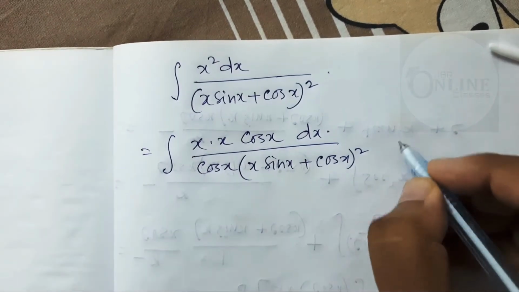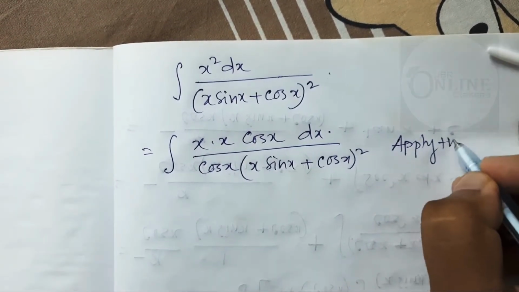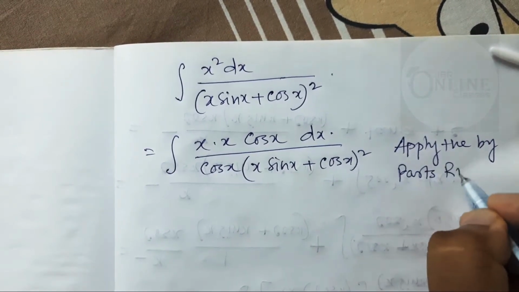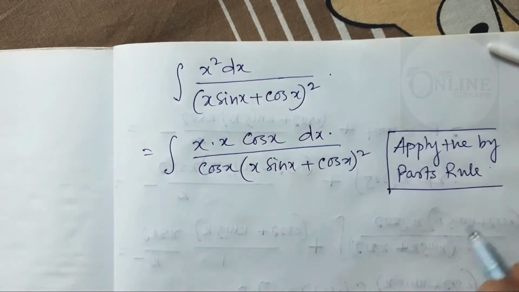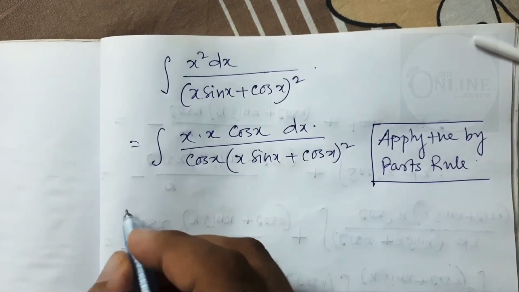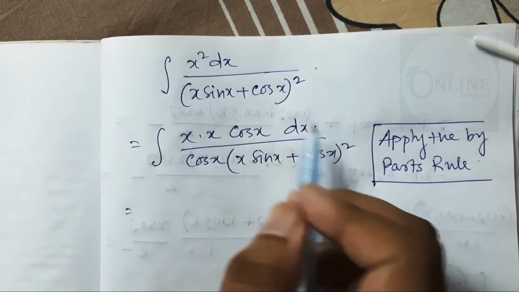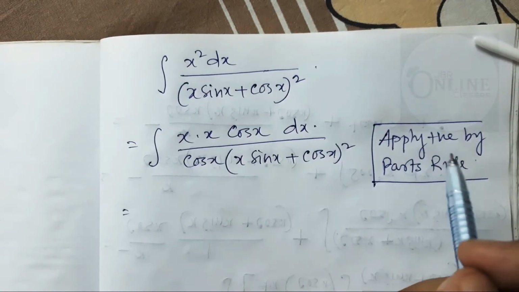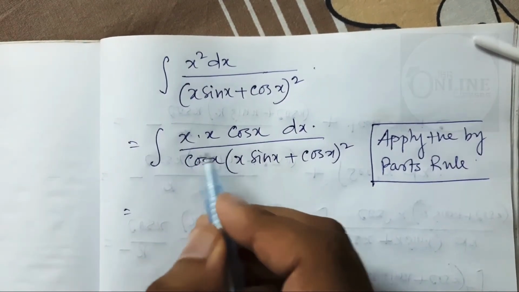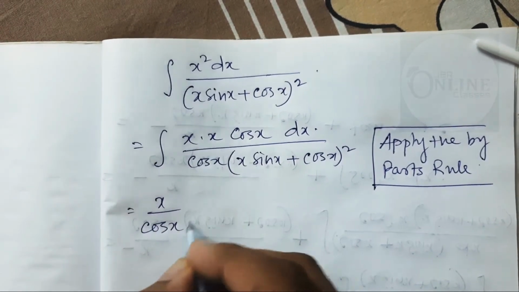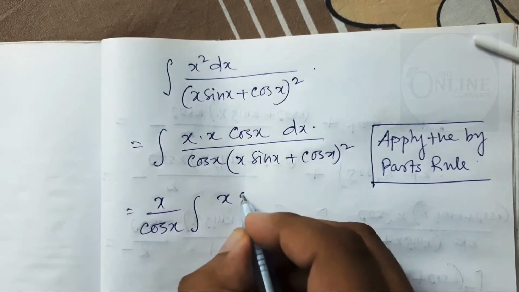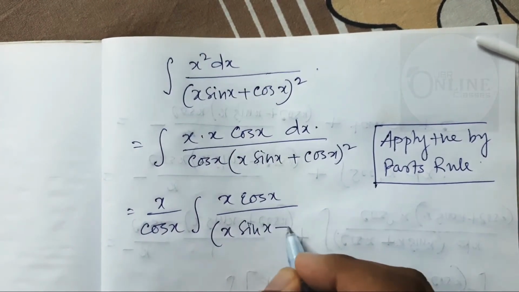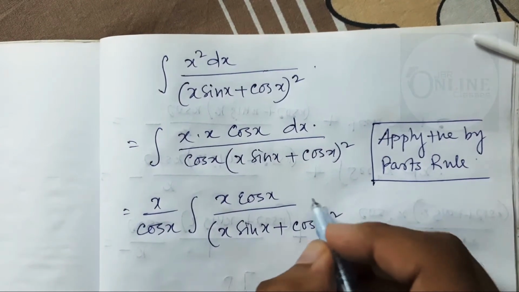Okay. Now just apply the by parts rule. So what is that rule? That rule is first function into integration of the second minus integration of the differentiation of the first function into integration of the second function. So first function is x by cos x into integration of the second function. So x cos x by x sin x plus cos x whole square dx.